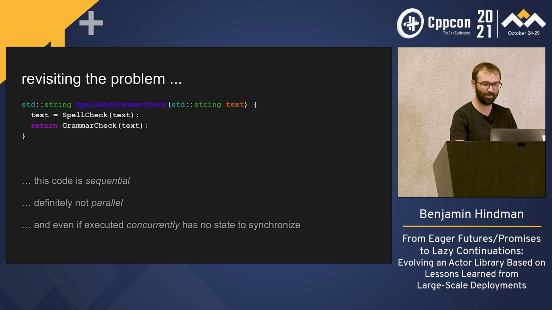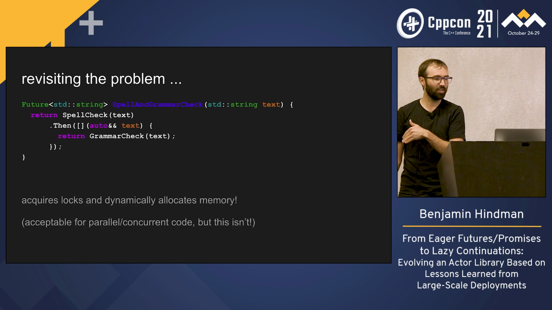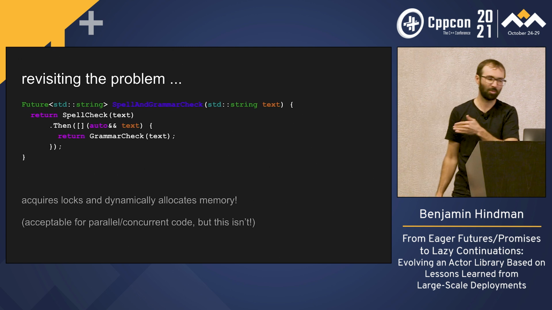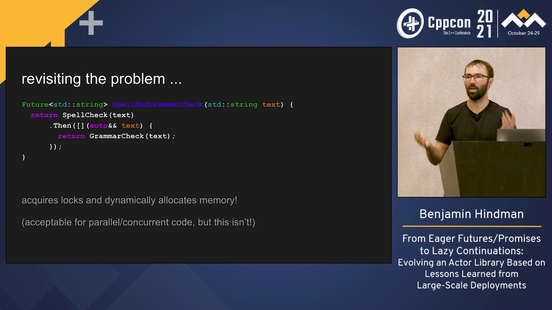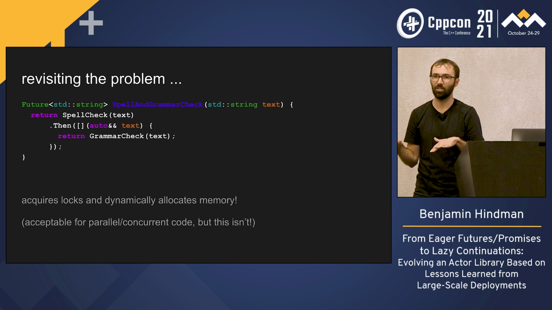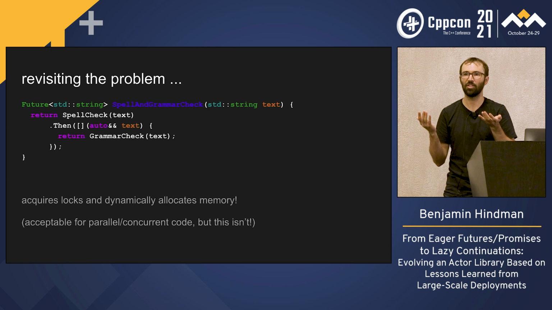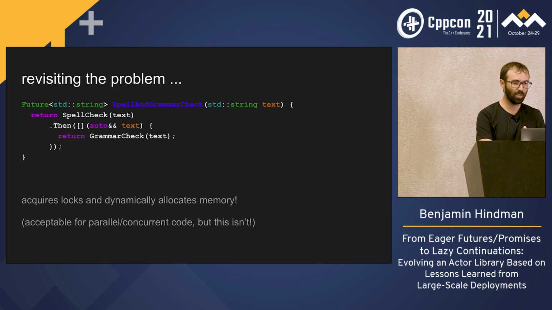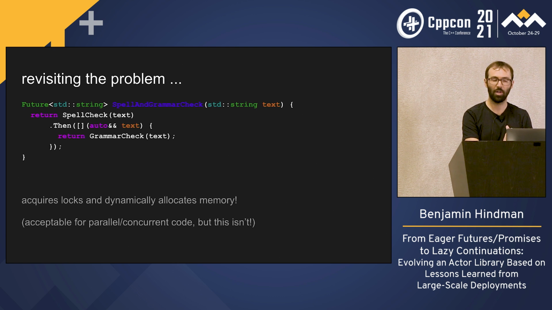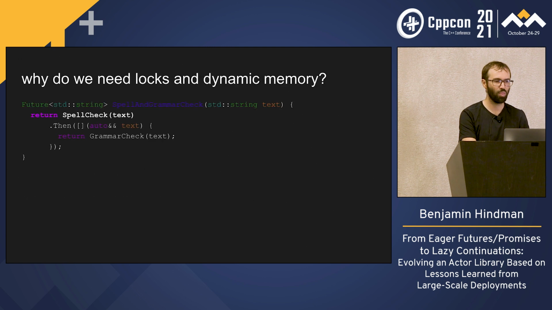It doesn't matter, right? And yet our solution to the problem using promises and futures had to acquire tons of locks and dynamically allocate a ton of memory under the covers. I just said that we built an entire system where we only had about a dozen mutexes, but under the covers, within the library itself, we were acquiring locks and dynamically allocating memory all over the place. That might be fine for parallel and concurrent code, but for simple code like this, it seems really unfortunate that we have to do that, right? So why do we need locks and dynamic memory for futures and promises? This gets to your question, which is effectively the race that's occurring. So let's talk about it.